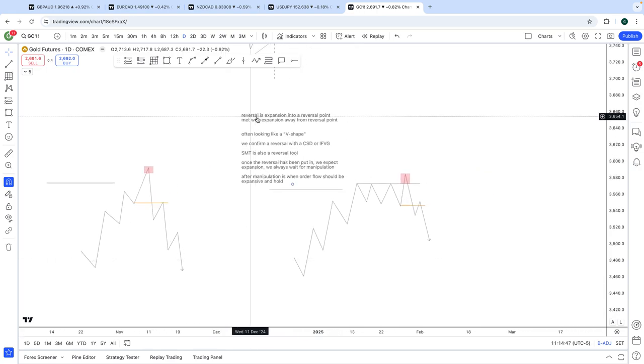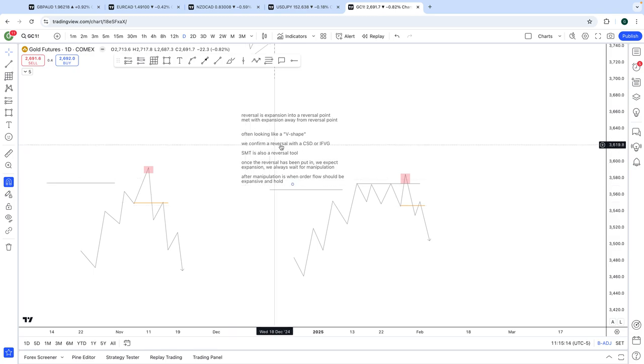All right, reversal is an expansion into a reversal point, so an objective like external, right? That's a reversal point, met with expansion away from the reversal point. So it's always expansion met with expansion. That's what it's going to look like. Often looking like a V shape or like a balanced price range, right? You're going to see expansion with a fair value gap on the sell side of the curve, expansion through that with a fair value gap, creating a balanced price range or like a V shape. That's what it's going to look like.